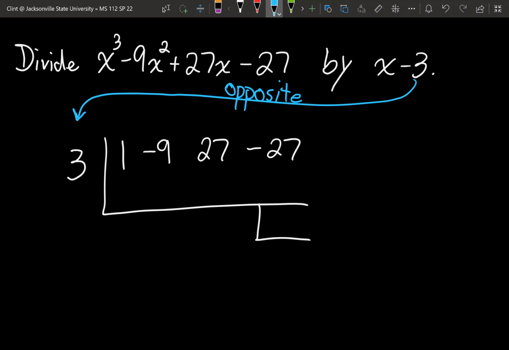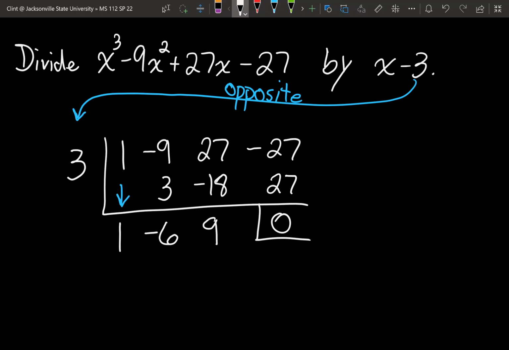We do the same process. Bring down the first number. Then we do 1 times 3. That's 3. Negative 9 plus 3, negative 6. Do it again. Negative 6 times 3, negative 18. 27 minus 18, that's 9. 9 times 3, that's 27. Negative 27 plus 27, that's 0. So this one went in evenly. We had a remainder of 0.